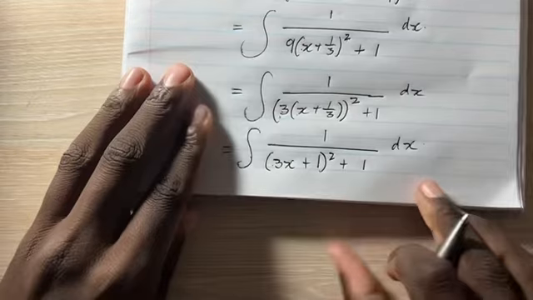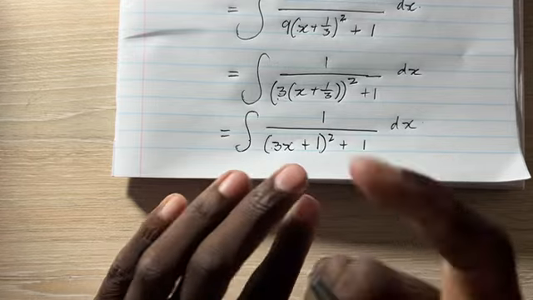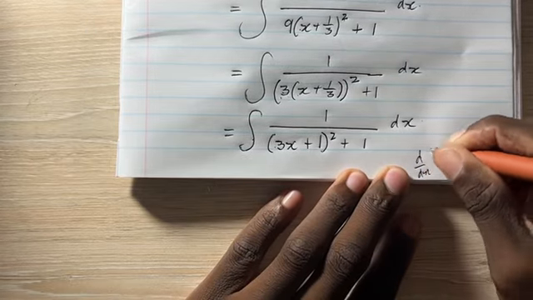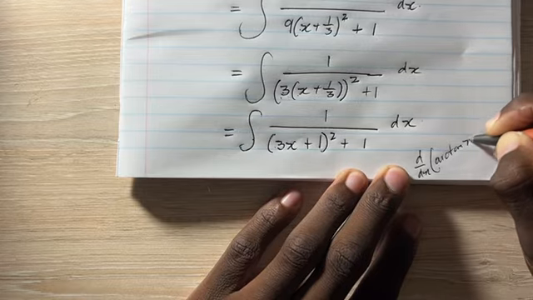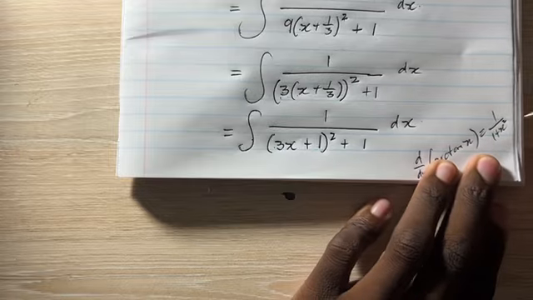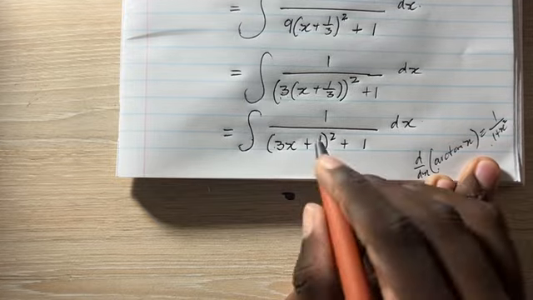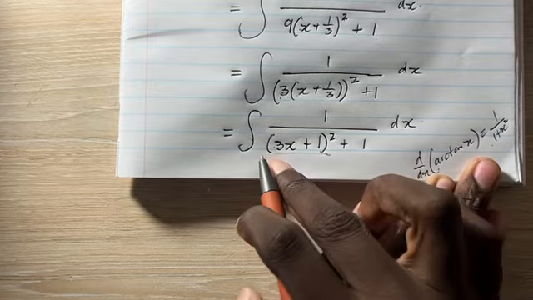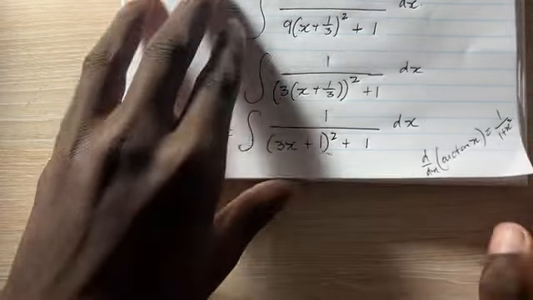Okay, so now what we have is 1 over something squared plus 1. That clicks because, remember, the derivative of arctan x is equal to 1 over 1 plus x squared. You have a 1, you have an x squared, something squared. So this is not just arctan, it's arctan of something, of 3x plus 1. But I'm going to show you how you do that.